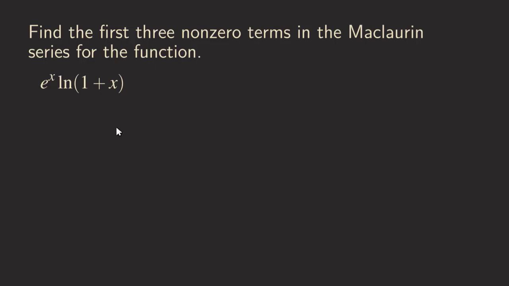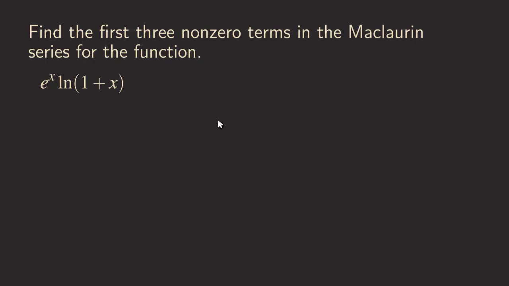Today let's talk about finding the Maclaurin series for this given function here. And we are not going to take a lot of derivatives and try to find the series this time. It's really because we actually know the Maclaurin series for e to the x and also ln of 1 plus x. All we need to do is write out the first few terms for those two series and then multiply them together like polynomials. Then we can find the first three non-zero terms for this Maclaurin series.